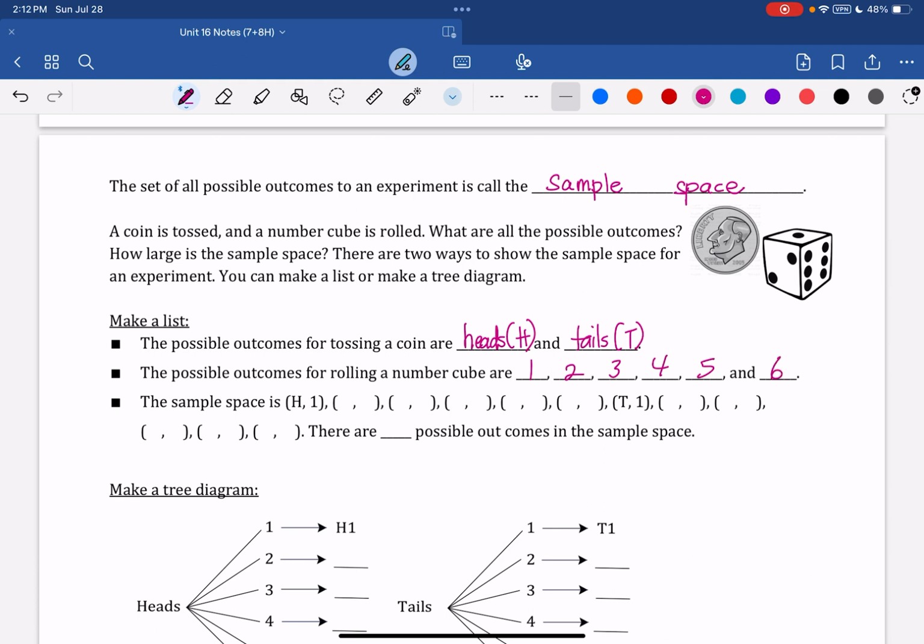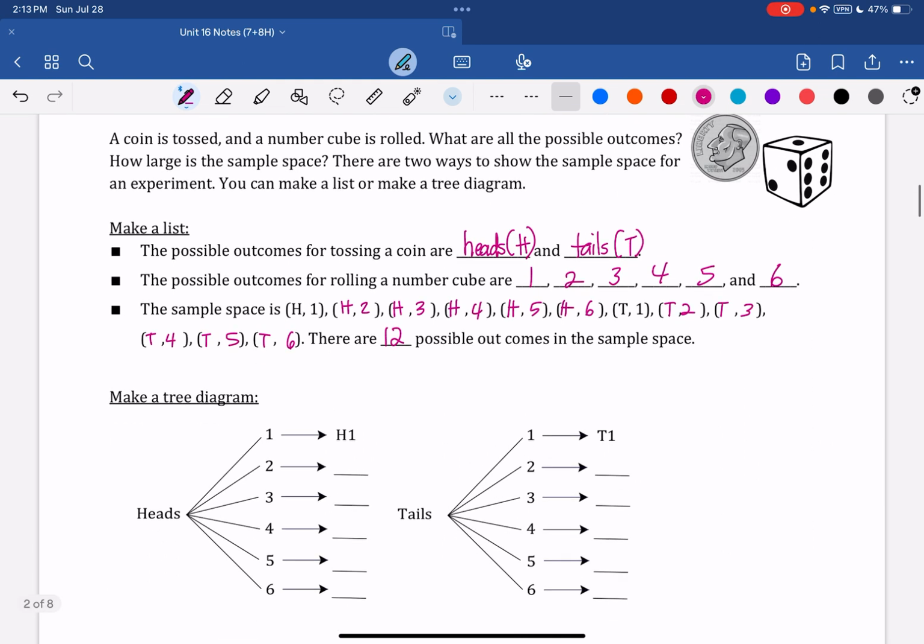So if we make a list, the sample space would be like heads and a 1, heads and a 2, heads and a 3, heads and a 4, heads and a 5, heads and a 6, or tails and a 1, tails and a 2, tails and a 3, tails and a 4, tails and a 5, tails and a 6. So there are 1, 2, 3, 4, 5, 6, 7, 8, 9, 10, 11, 12 possible combinations you could do in that experiment.